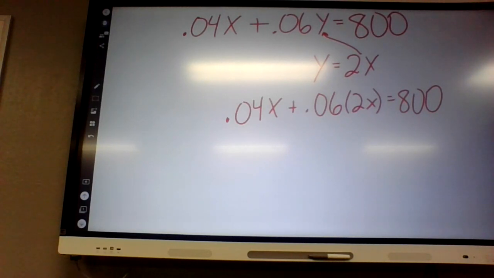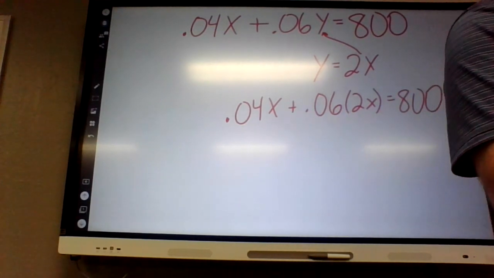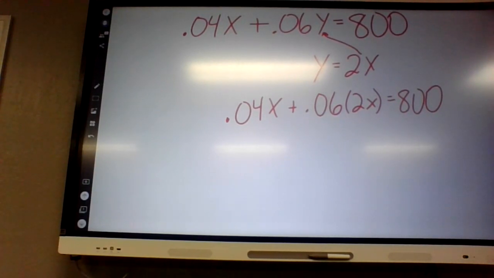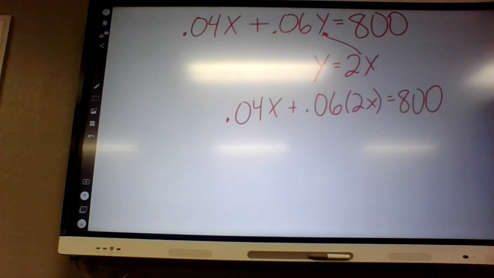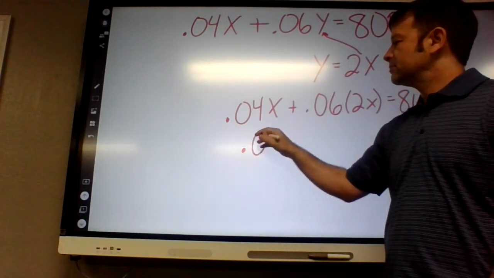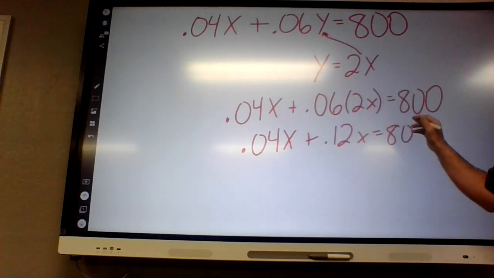So this equation, we can solve for x. And I think it said how much did you invest in both accounts. So we need the x account and the y account, both. Once you find x, that's one of the answers, but how do you find y? Y is just twice as big as x, so just multiply by 2. Solve this for x. 0.06 times 2 is just 0.12. Add your x's together.